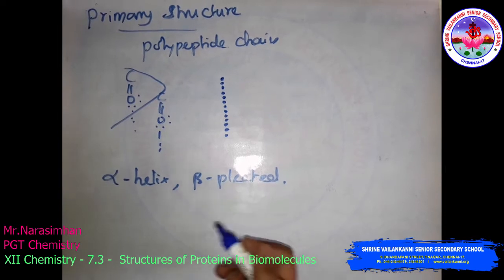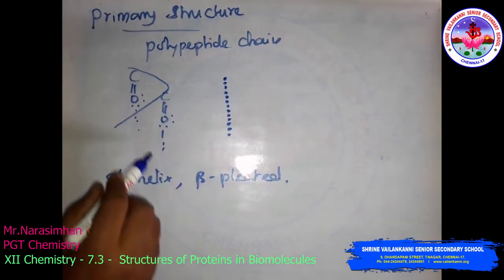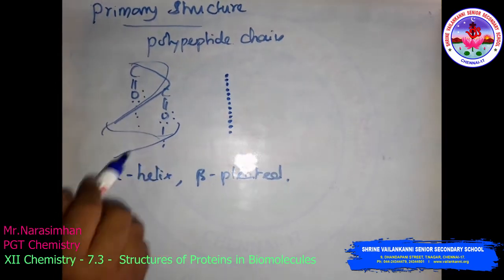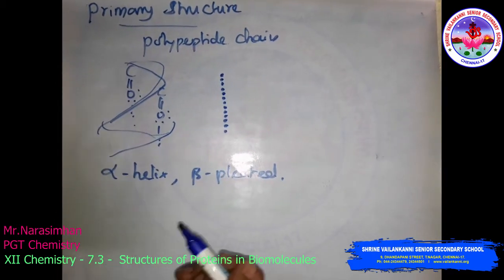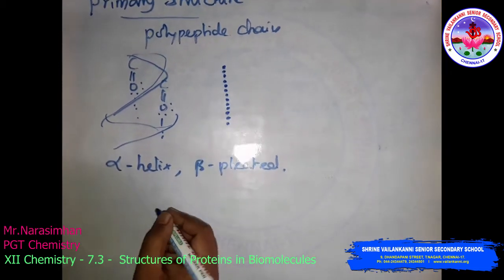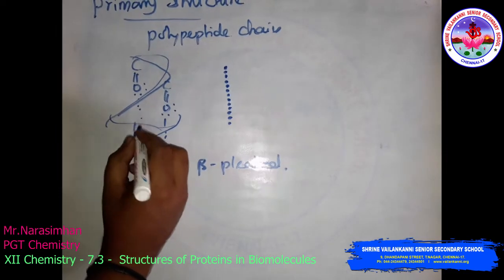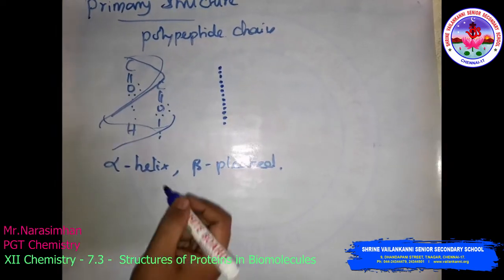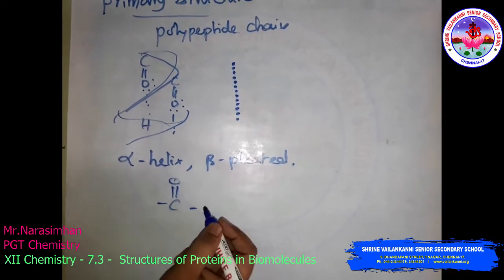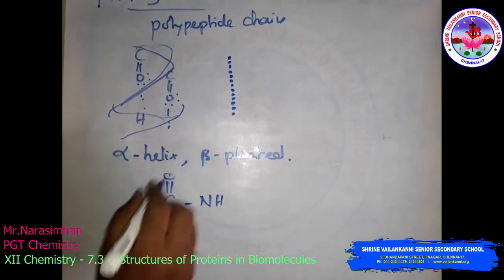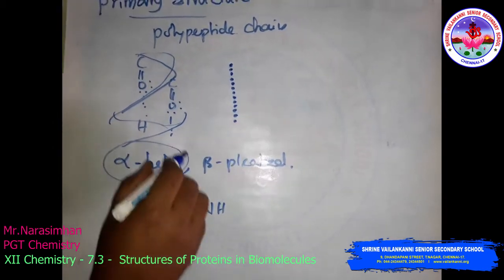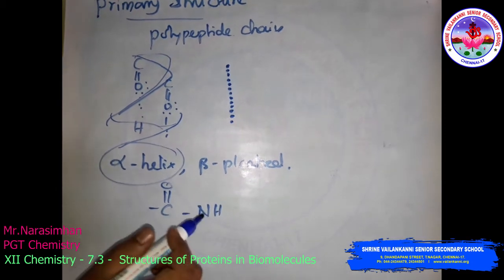These structures arise due to regular folding of the backbone of the polypeptide, like this. Look, the hydrogen bond between the C double bond O and the NH group, the hydrogen bond between these. So this type of peptide structure is called the alpha helix structure. You can see it in your textbook.